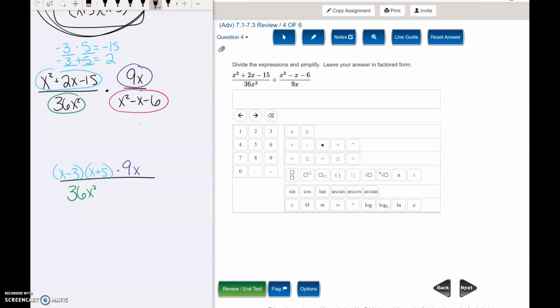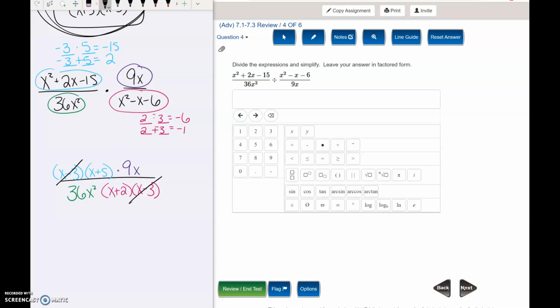Bottom right, we're looking for two numbers that multiply to give us negative 6 and add up to negative 1. That would be 2 and 3. To make it a negative 1, the bigger number needs to be negative. So x plus 2, x minus 3. Once everything is factored, we play the cancel game. The x minus 3 cancels.